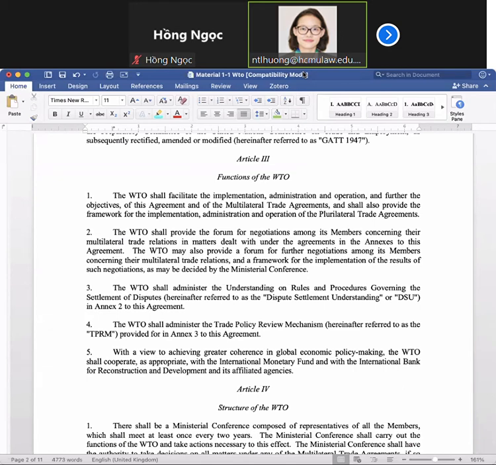The second one, the WTO also has another important function, which is to provide a forum for negotiations. Why is it important? You know that the tariff concessions, which may lower the tariff, and the non-tariff barriers are achieved through negotiation among the GATT contracting parties, and in the terms of the WTO it is via negotiation also.